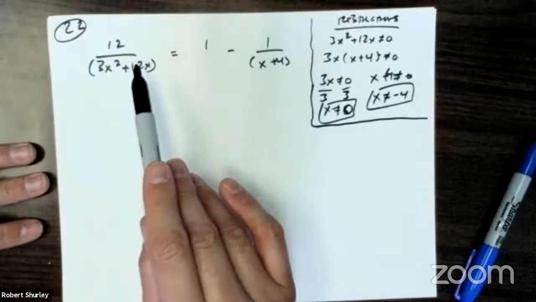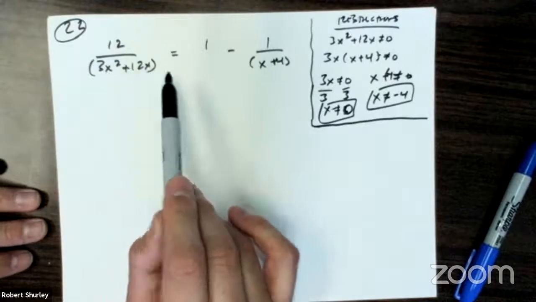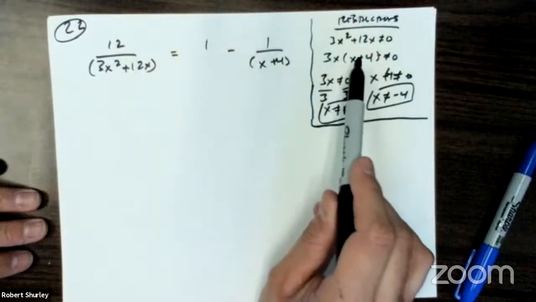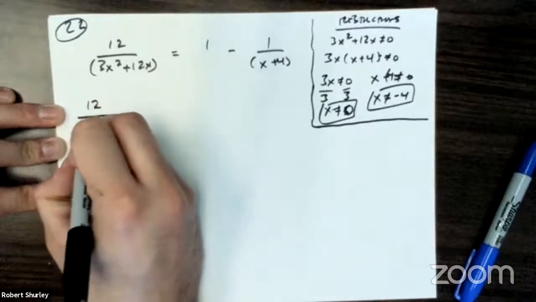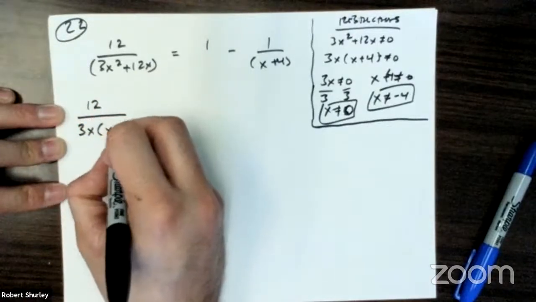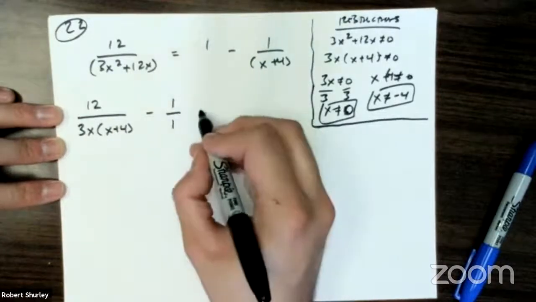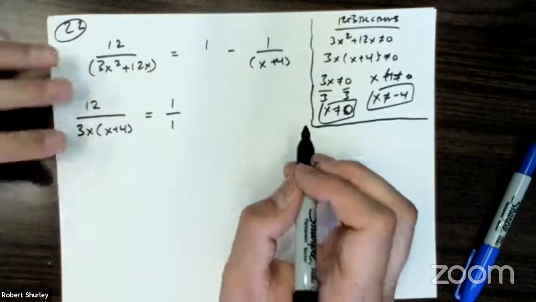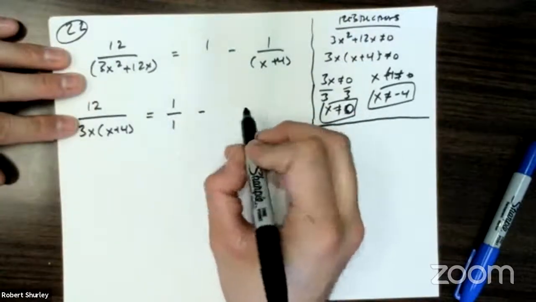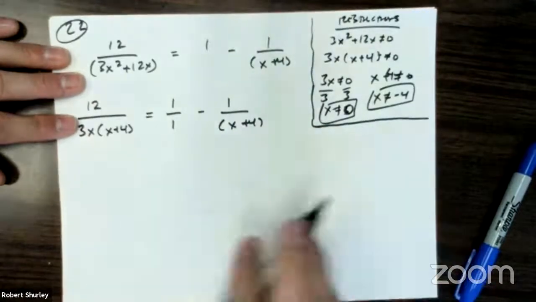So again, before we solve, just like the last equation, we need to factor this completely. What's nice is we did it over here when we found the restriction. So we get 12 over 3x times x plus 4, minus 1. I'm just going to write it as 1 over 1, it helps me, equals 1 over 1 minus 1 over x plus 4.